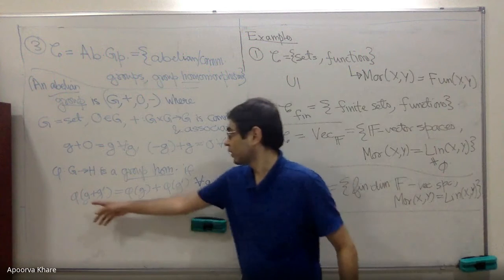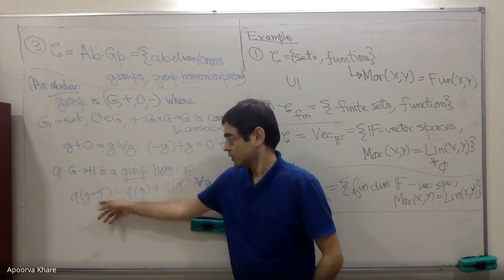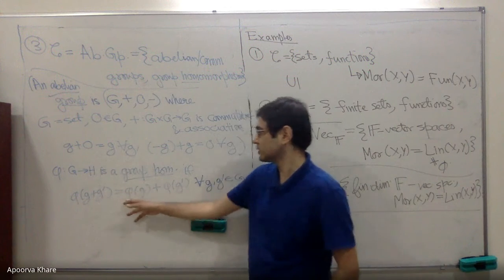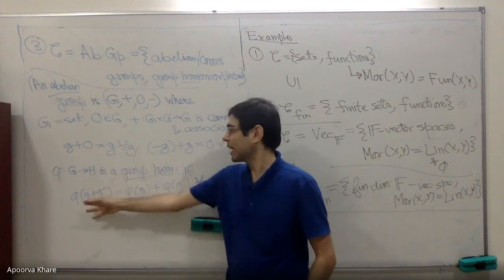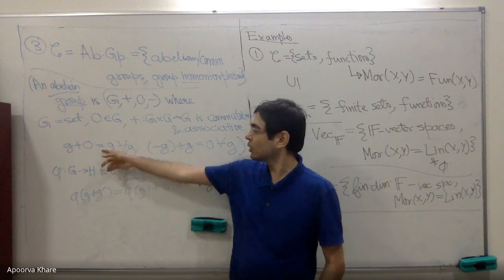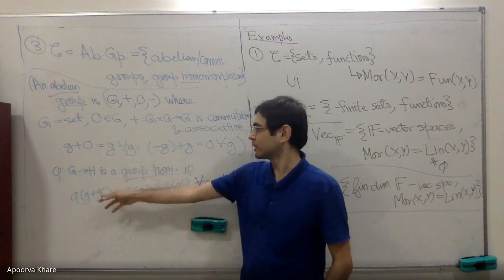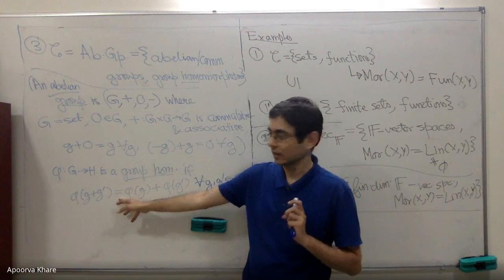From which you can check what happens if you have phi of 0 plus 0. It is 0 plus 0 is 0. So phi of 0 equals phi of 0 plus phi of 0. Now I can add the negative of phi of 0 to both sides to get that phi of 0 equals 0. So phi takes the 0 element in G to the 0 element in H just using this addition axiom. I don't need to extra ask for it. It gets it for free.